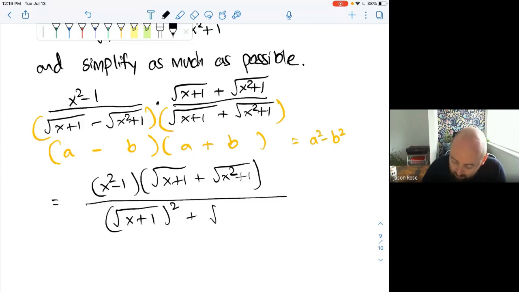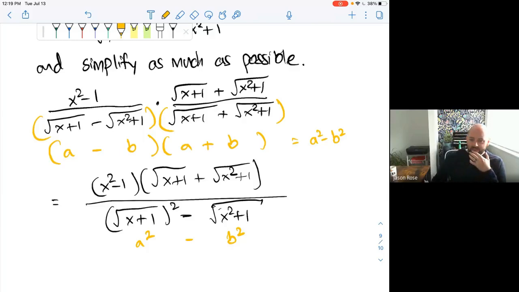Sorry, it's a minus sign. Minus root x squared plus 1. This here is like my a squared minus b squared. Okay, I don't know why I wrote that so far away. Does that make sense? Kind of a shortcut where I'm avoiding all the multiplication. Does that work?